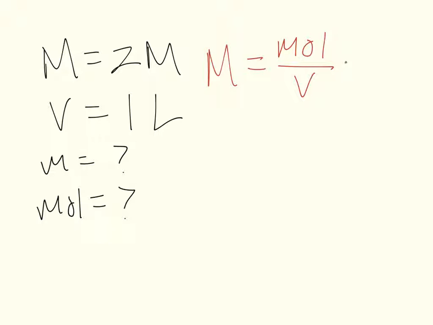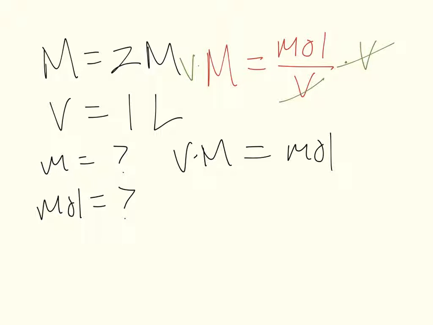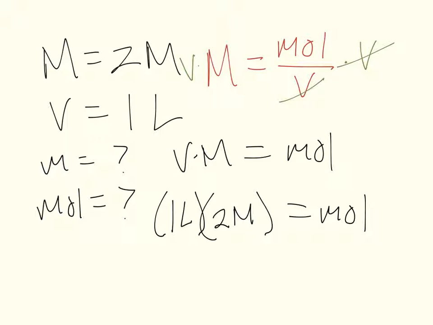Multiply by V. All right? Because in order to move something, you have to do the opposite. If it's being divided, I multiply. Okay, so I'm going to multiply by V, and that causes my V's to cancel out. But whatever I do to one side, I have to do to the other side. So that gives me the volume times my molarity equals my number of moles. Okay? So what's my volume? 1 liter. What's my molarity? 2 molar. And that's going to equal my moles. So, that means I have 2 moles, because 2 times 1 is 2.